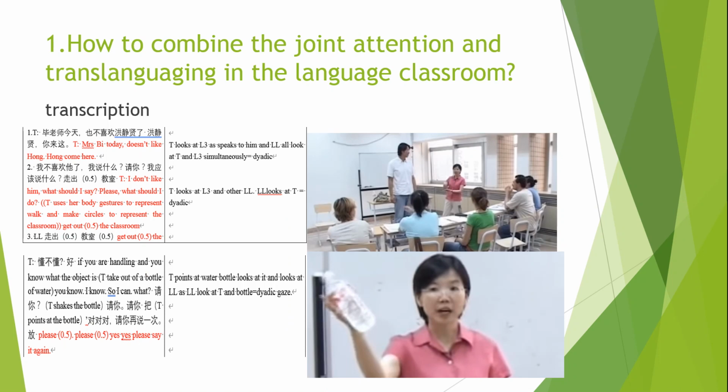Okay, let's move to the first question. How to combine joint attention and translanguaging in the language classroom? As a matter of fact, joint attention goes through the whole classroom in the video. The teacher and the students will look at each other no matter who is speaking during the whole class. At the same time, when the teacher is using more than two languages, she will use a series of eye movements, eye contact, facial expressions, or body gestures to lead her students.